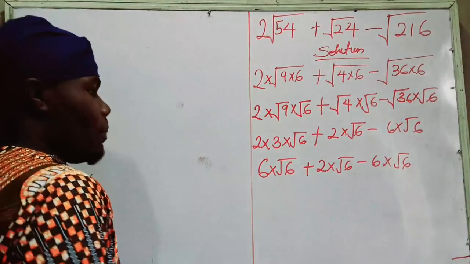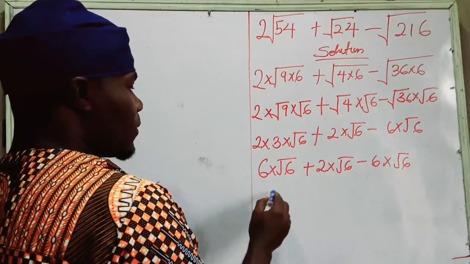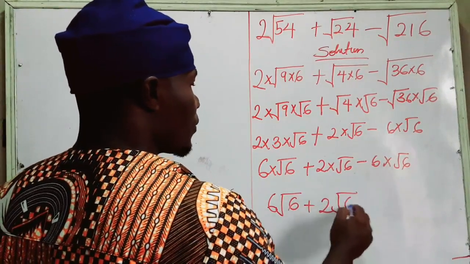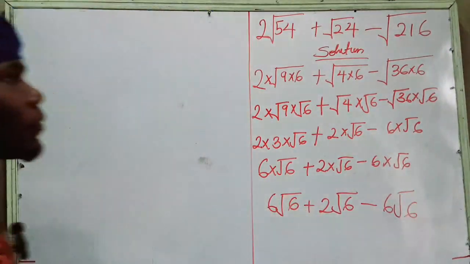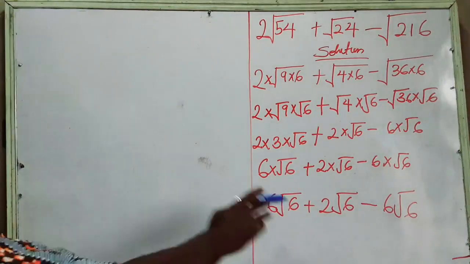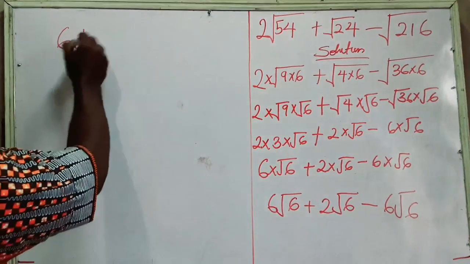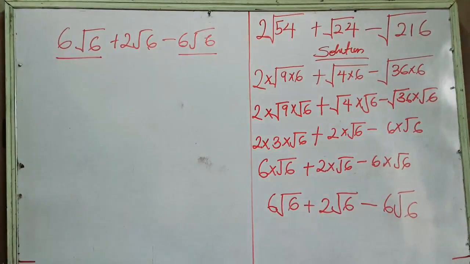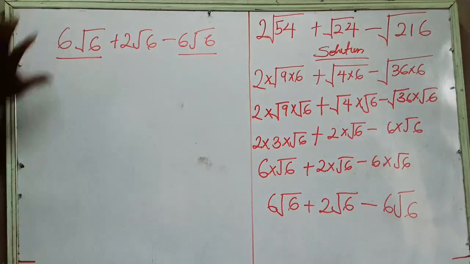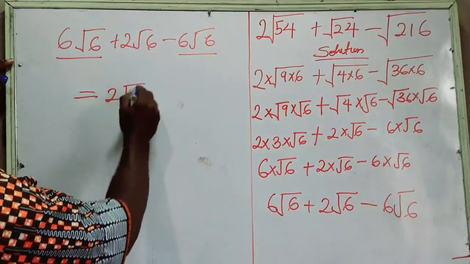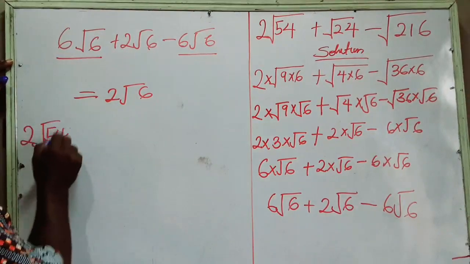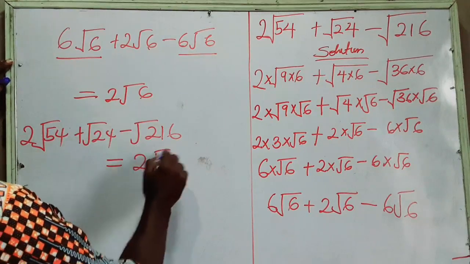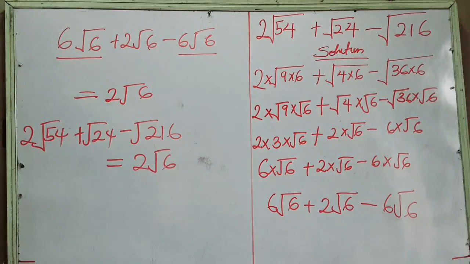So we try to expand, try to bring it in one order, which is 6 root 6 plus 2 root 6 minus 6 root 6. In view of this, we try to combine it together. You realize that 6 root 6 and minus 6 root 6 will surely cancel because they are of different signs. So the final answer will give you 2 root 6, telling us that 2 root 54 plus root 24 minus root 216 will surely give you 2 root 6. So that is how to simplify surd.